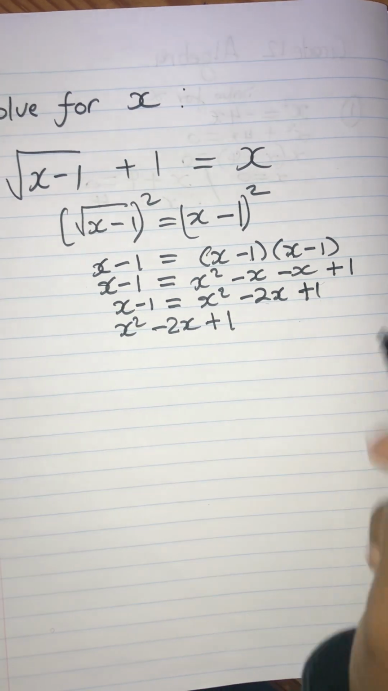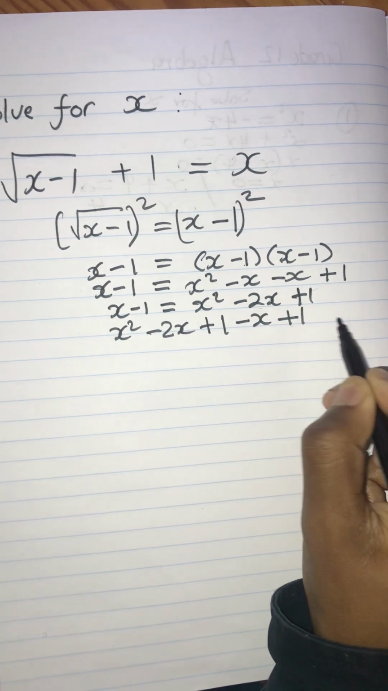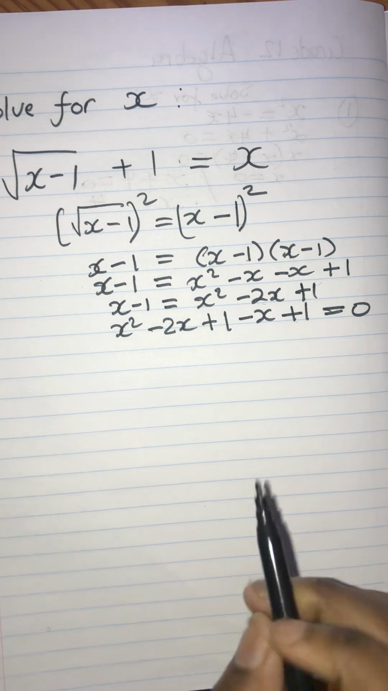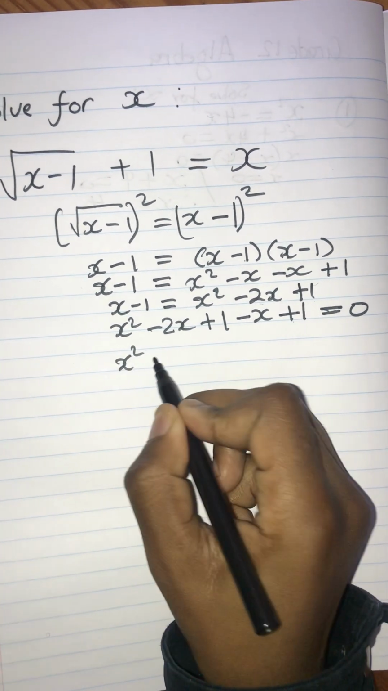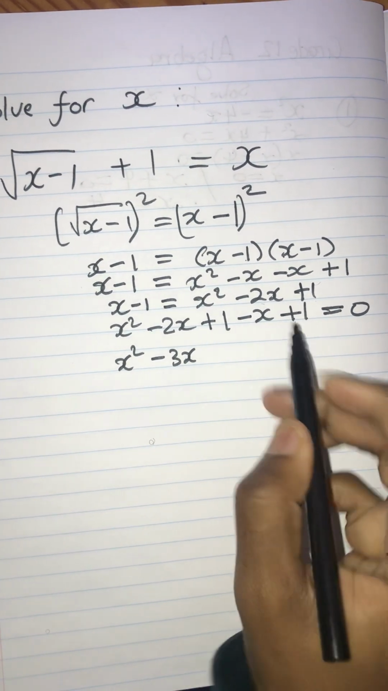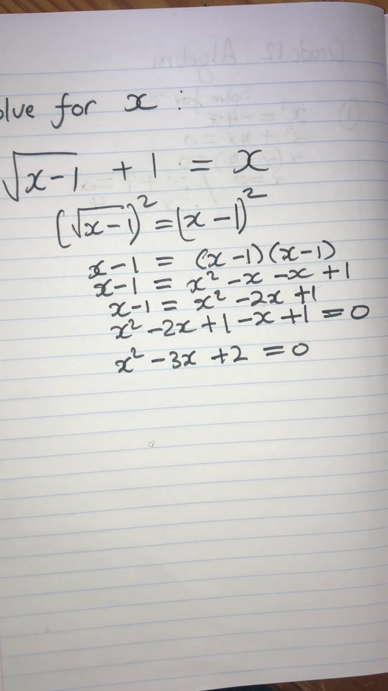Then we take this to the other side, it becomes negative x. This one becomes positive 1. Then we remain with 0 on the other side. Then we collect like terms, negative 2x and negative x. We have x squared minus 3x, positive 1 plus 1 is plus 2, equals 0.